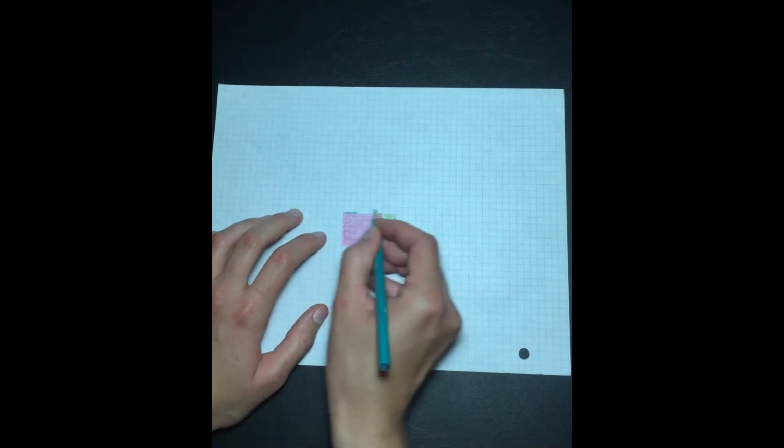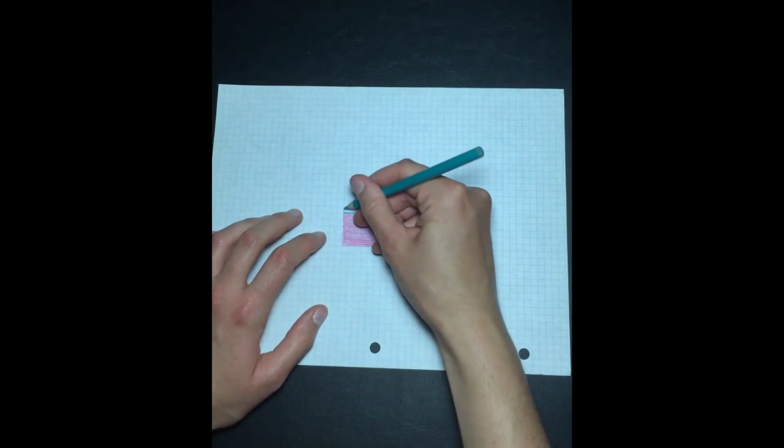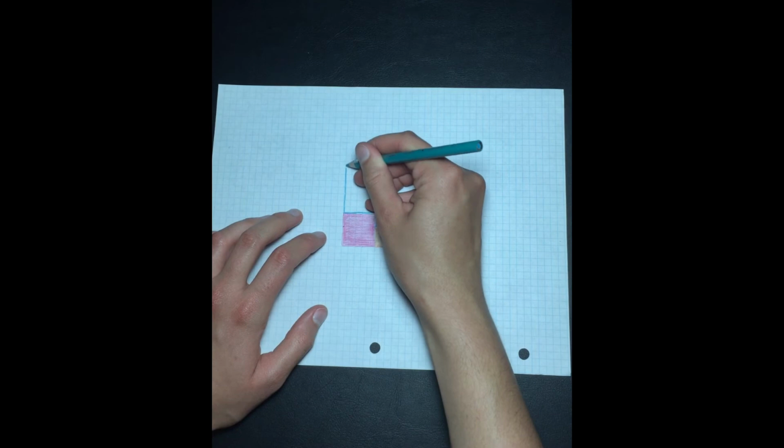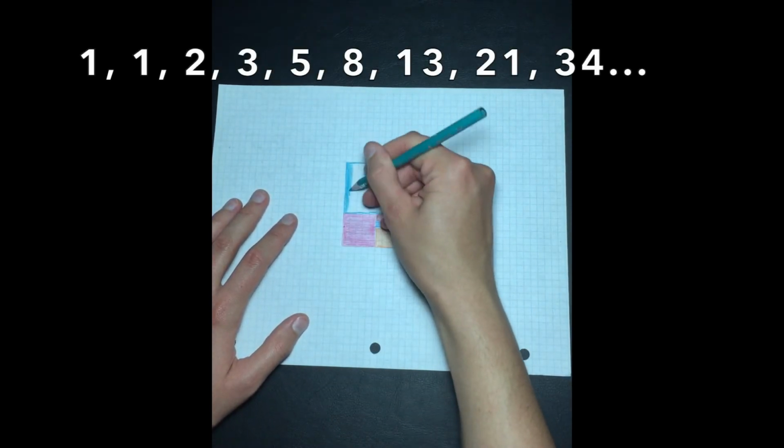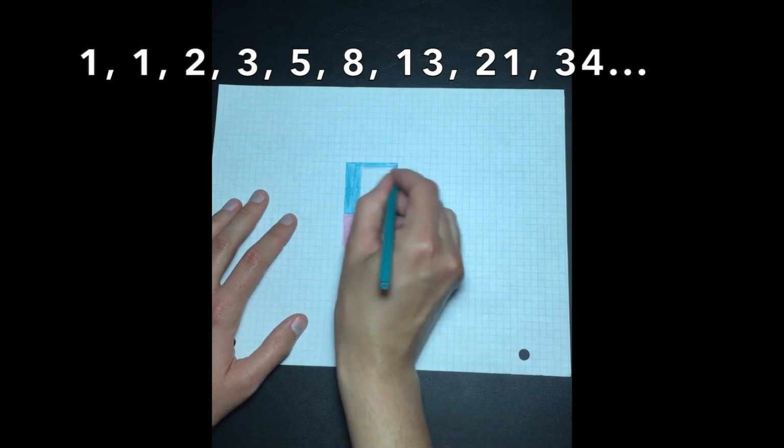We can keep going like this until you reach the edge of the paper. Remember to choose a new color and rotate the paper to the left each time. I'll put the Fibonacci sequence up on the screen so you know how big to make the squares.